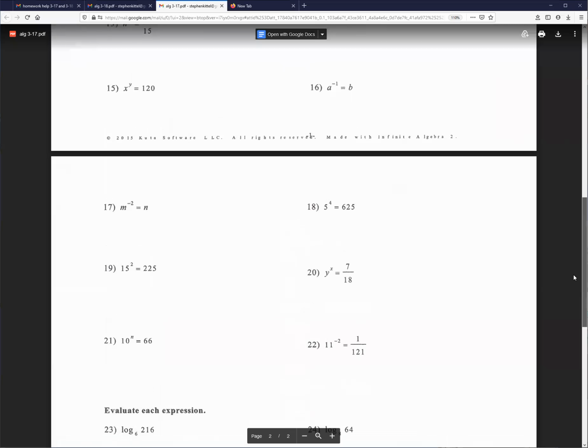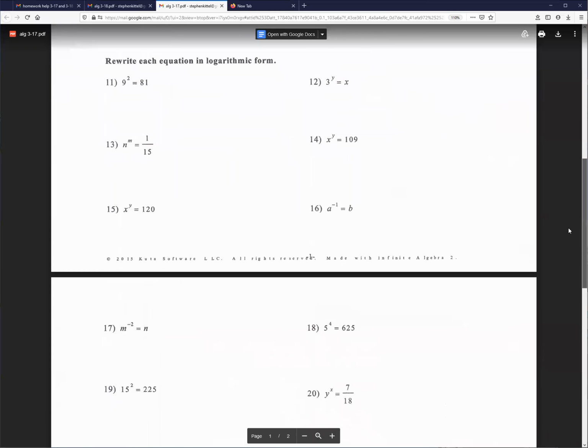If we scroll down, we'll see that now it's rewrite in logarithmic form. Okay, so this is going in the other direction. We have an exponential. We have to apply a log to both sides. So we take our 9 squared equals 81. We have to do log on both sides. You can choose whether or not you actually write these parentheses. But the base of our exponential was a 9, so we're going to do log base 9 on both sides. And now log base 9 of 9 to the power is going to cancel, and we just bring down the exponent as 2 equals log base 9 of 81.